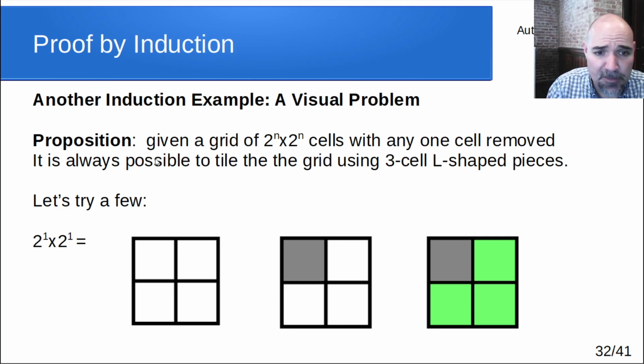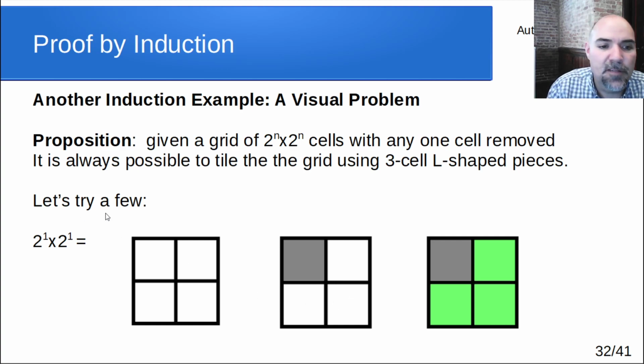But the proposition is: given a grid of 2 to the n by 2 to the n cells, with any one cell removed, in other words, one of the cells is destroyed and not available to use, it is always possible to tile the grid using 3-cell L-shaped pieces. So in other words, an L-shaped piece would just be 3 of these cells stuck together like that.